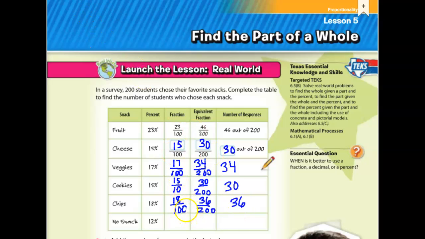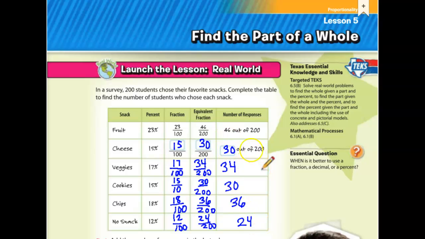If you said 36, you're correct because 18 plus 18 is 36. 10 plus 10 is 20. 8 plus 8 is 16. 20 plus 16 is 36. And then finally, how many students didn't have a snack? All right, hopefully you said 24.